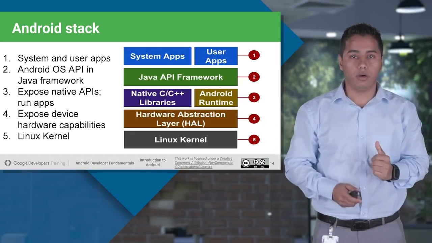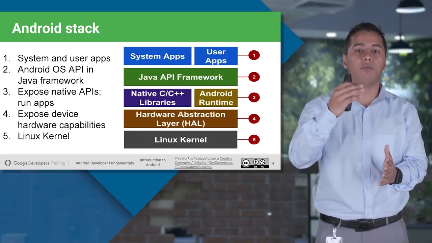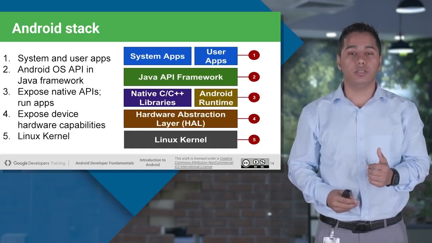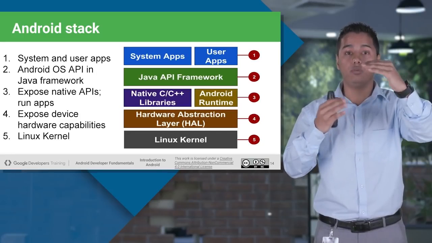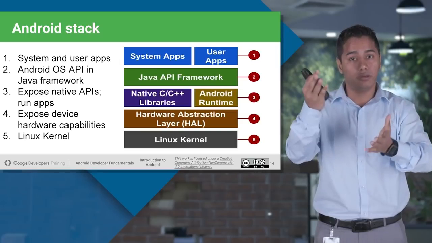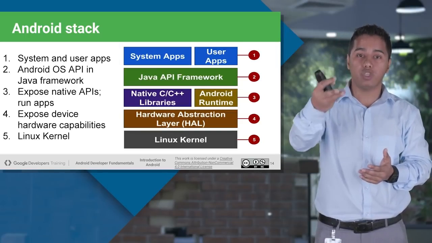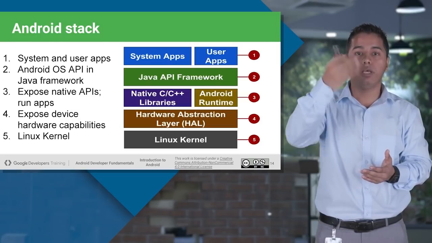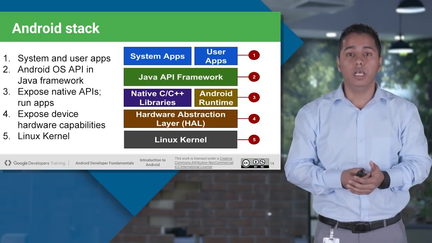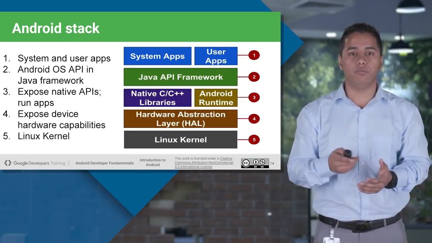So when we talk about stack-based, at the very bottom we have the Linux kernel, then we have the HAL, hardware abstraction layer. Then above that we have a layer which contains two things, that is native C and C++ libraries and Android runtime, and then we have the Java API framework, and above that we have system apps or user apps. So let's just go through each one of them very briefly.